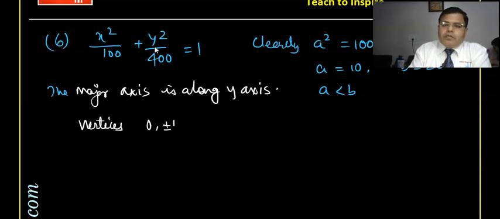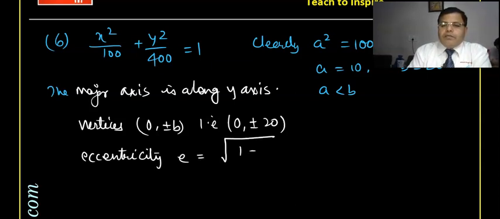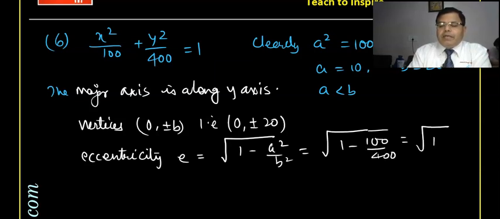vertices are 0 comma plus minus b, that is 0 comma plus minus 20, and eccentricity is equal to under root 1 minus a square by b square, that is under root 1 minus 100 by 400, that is 1 minus 1 by 4, that is 3 by 4. So that can be written as under root 3 by 2, right?